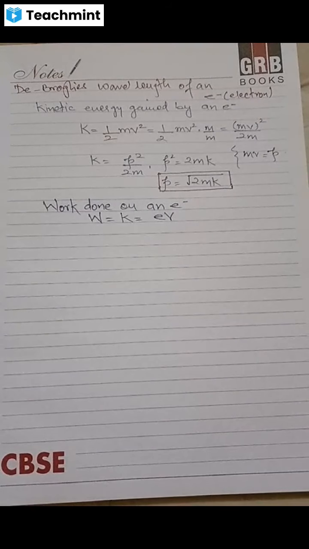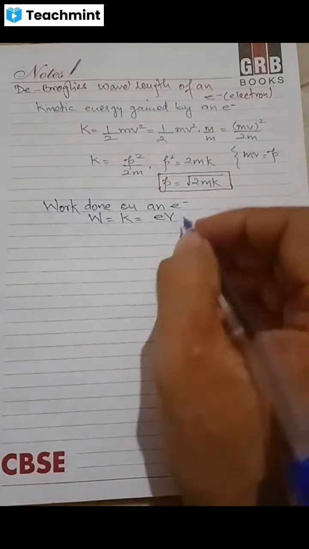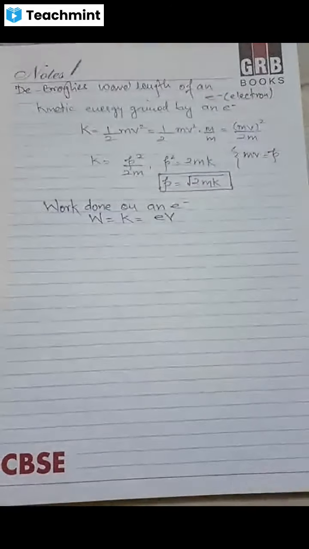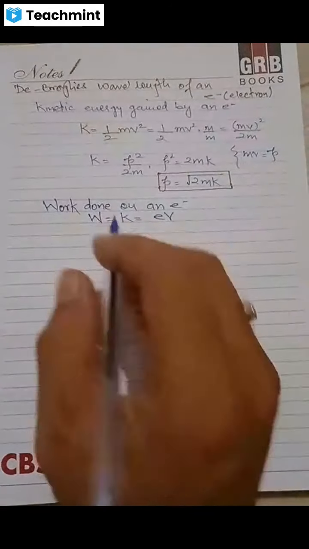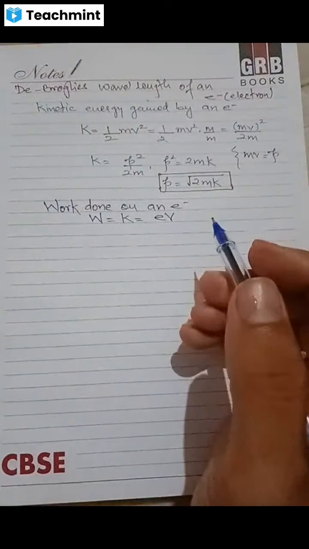बिकॉज जो काइनेटिक एनर्जी होती है इक्विवेलेंट टू वर्क डन हो जाता है ना. जितनी ज्यादा आप एनर्जी लगाएंगे उतना ज्यादा वर्क डन होगा, है ना. एक्सटेंट ऑफ वर्क डन इज इक्विवेलेंट टू द एनर्जी अप्लाइड. So dear student, what I am doing is I am writing here W is equal to K, which is equal to eV.